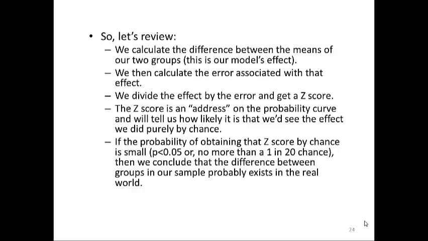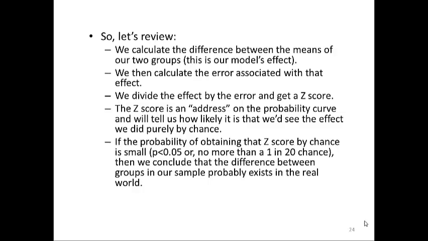So let's review. We calculate the difference between the means of our two groups. That's the effect of the model. Then we calculate the error associated with that effect. We divide the effect by the error and get a z-score. The z-score is an address on the probability curve and will tell us how likely it is that we see the effect we did purely by chance.